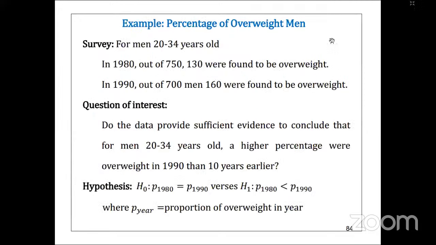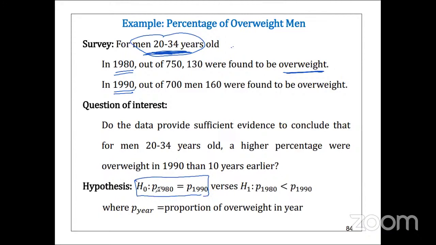Now look at one example here. This is an example from a population census. For the men from 20 to 34 years old, you want to check whether the proportion of overweight men in 1980 and in 1990 was the same or not. Look at this one.